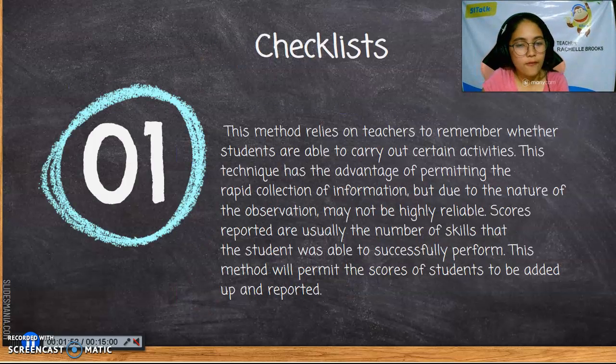Okay, so first is the checklist. This method relies on teachers to remember whether the students are able to carry out certain activities. This technique has the advantage of permitting the rapid collection of information, but due to the nature of the observation it may not be highly reliable. Scores reported are usually the number of skills that the student was able to successfully perform. This method will permit the scores of students to be added up and reported.